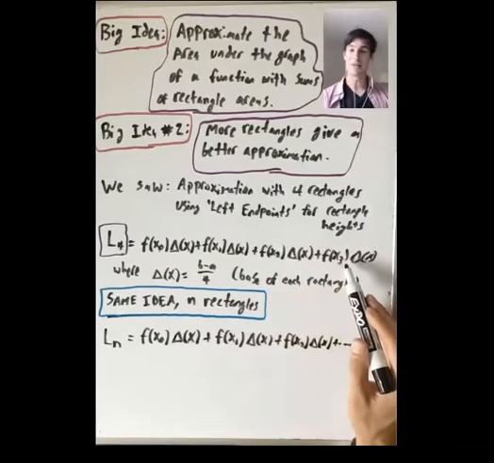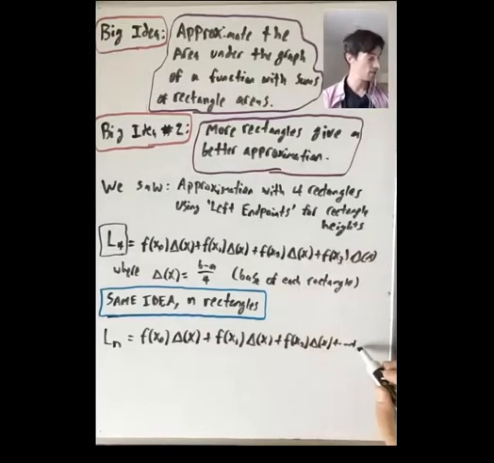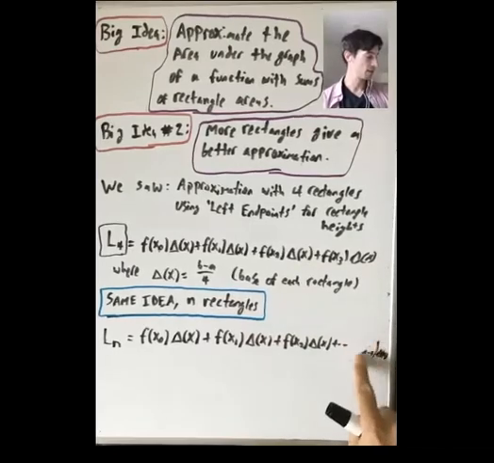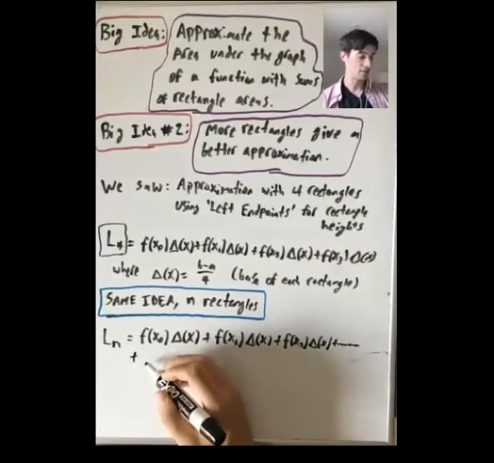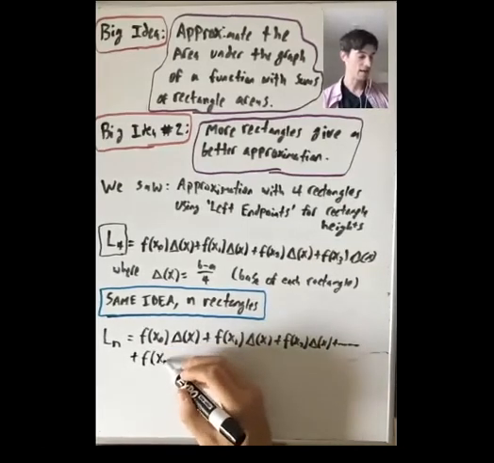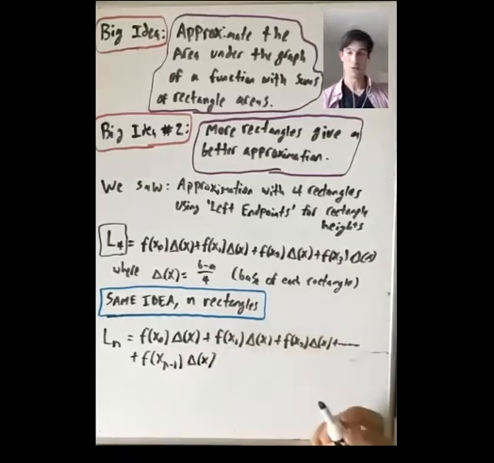And where did we stop in the example of L4? What was the height of rectangle number 4? It was f of the left endpoint, which is x3, not x4. So the last term in the sum is f of x(n minus 1) delta x. So that's kind of a mess. Let me write this: plus dot, dot, dot, and then plus the last term, f of x(n minus 1) delta x.